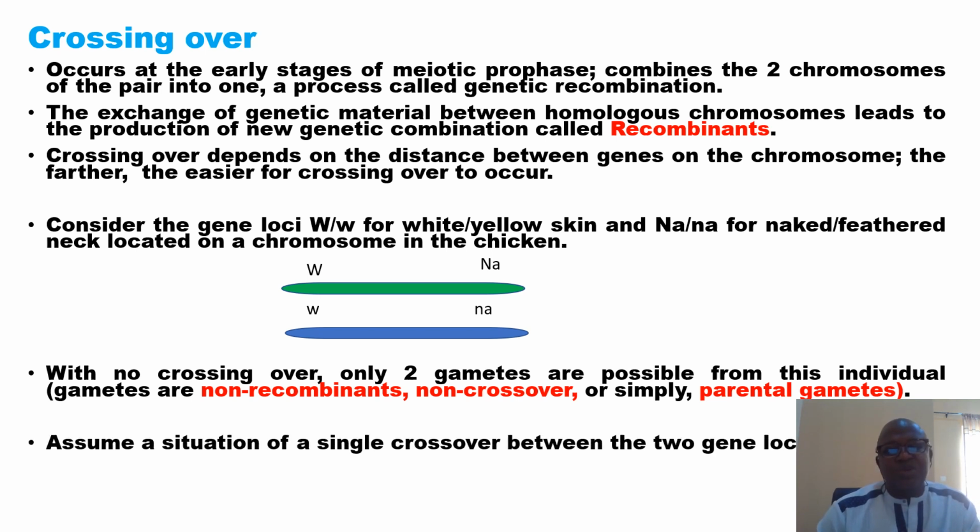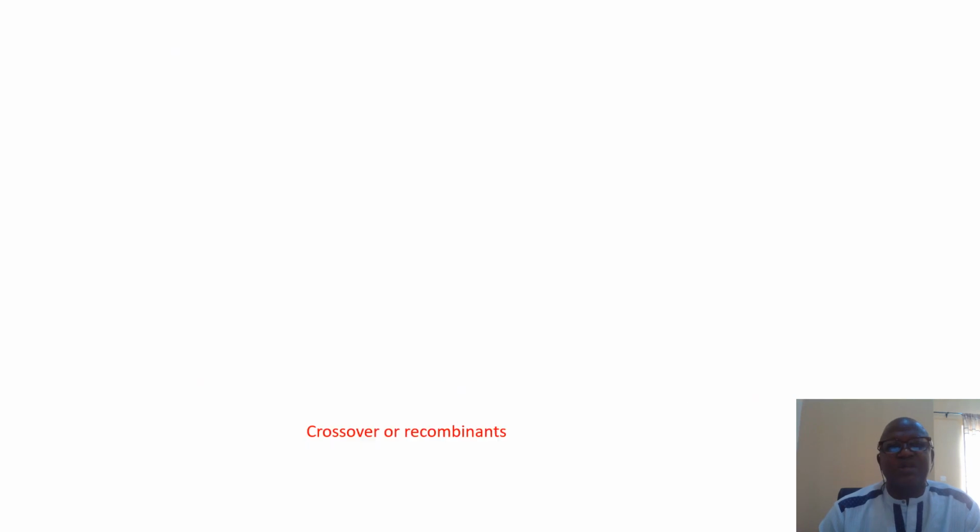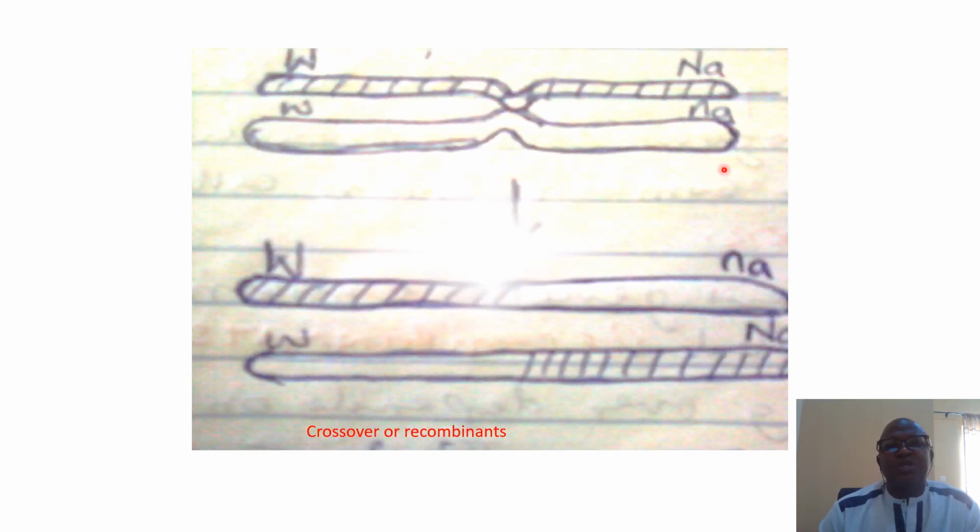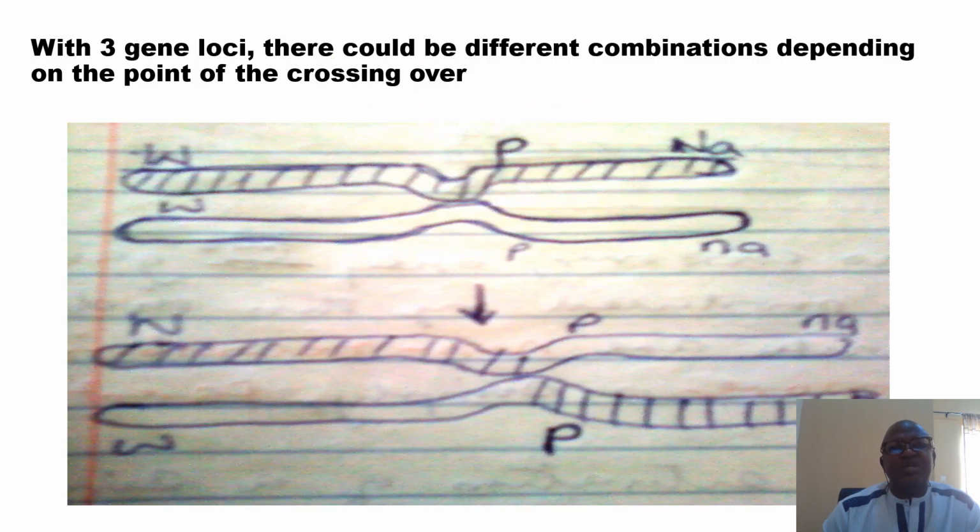So we want to assume a situation of a single crossover between the two gene loci, as shown here. So this is prior to crossing over. You can see them arranged in their normal way. But with crossing over, you see that crossing over occurred at this point. This is the product after crossing over. So the small na has shifted up while the capital N and small a are shifted down. So what we have here is a recombinant. This is a case where the crossing over is at three different gene loci, 1, 2, 3. So it will take this form.